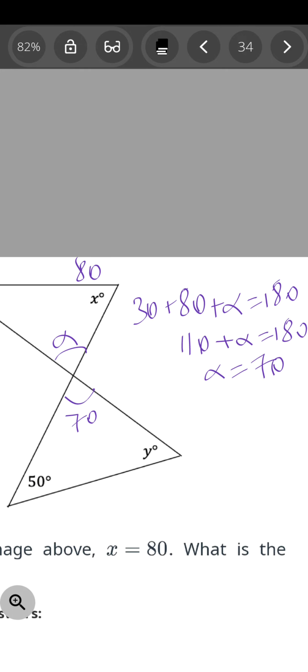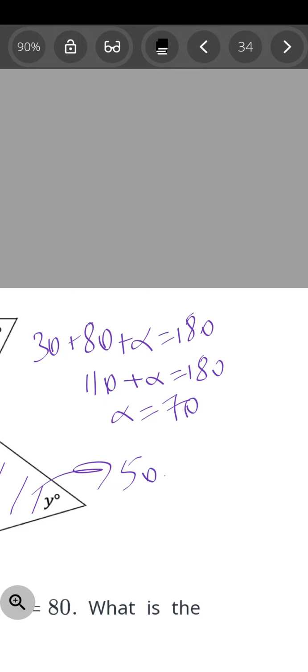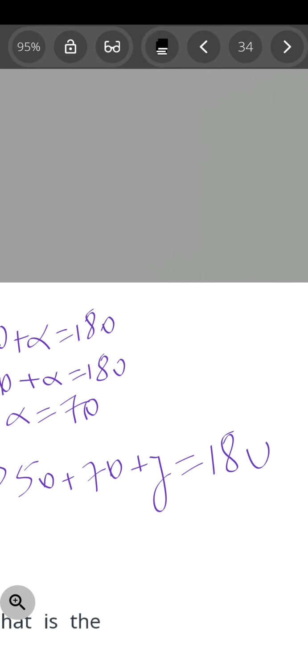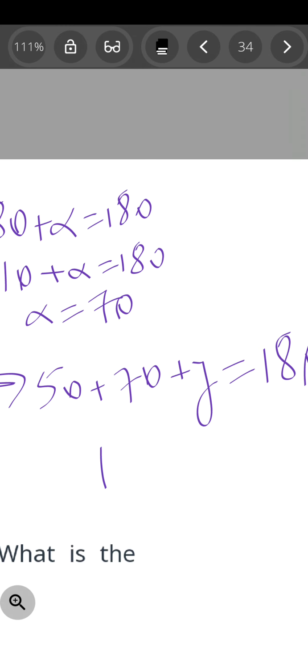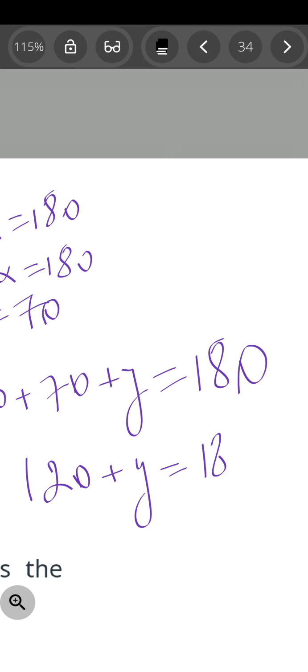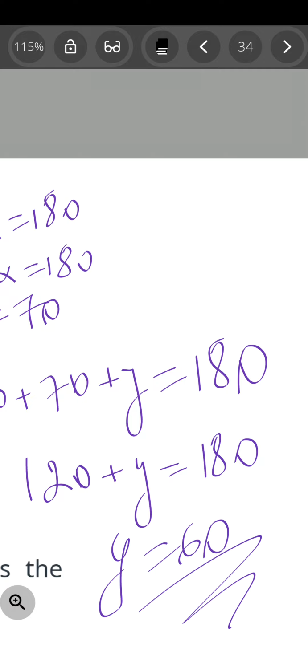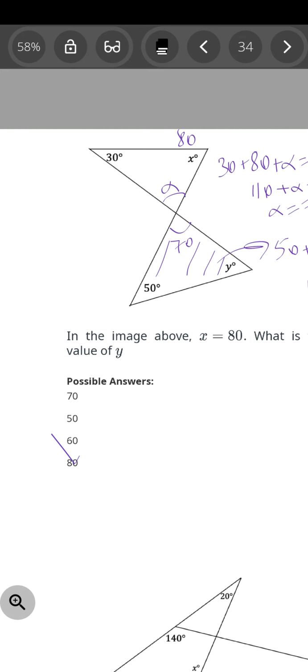And let's apply the theorem that the sum of the interior angles of a triangle is equal to 180 to this triangle. We'll get that 50 plus 70 plus y is equal to 180. So we obtain that 120 plus y is equal to 180. Let's subtract 120 from both sides of this equation. We'll get that y is equal to 60 degrees. So our answer will be 60.